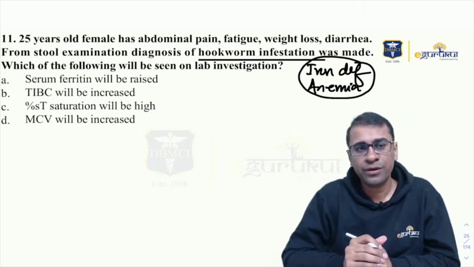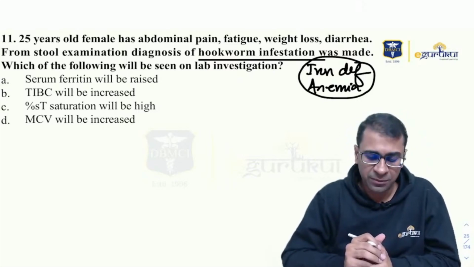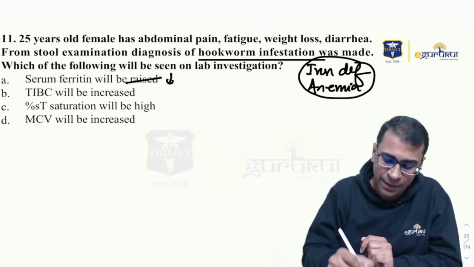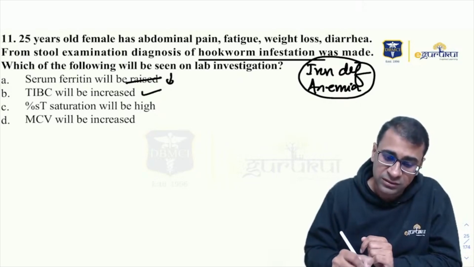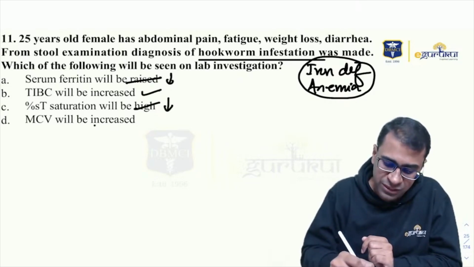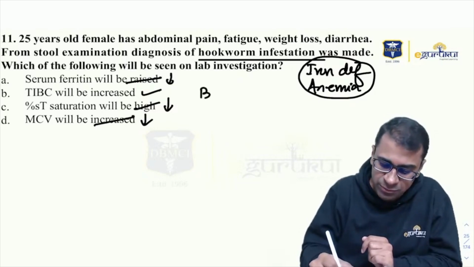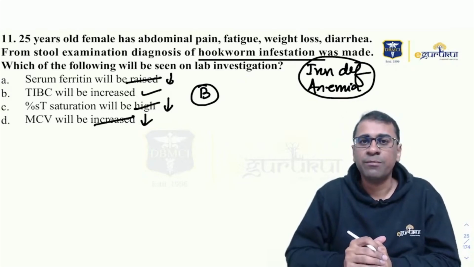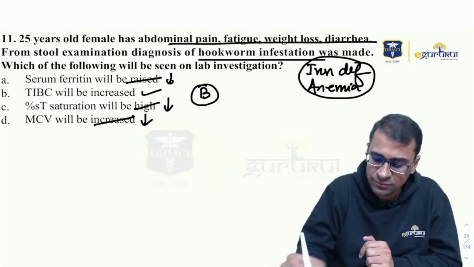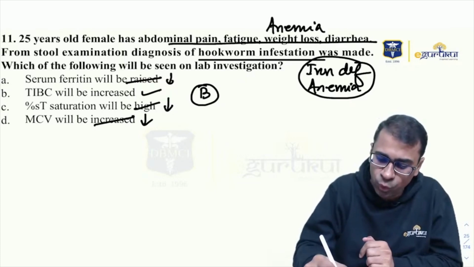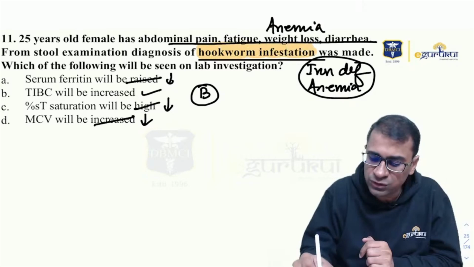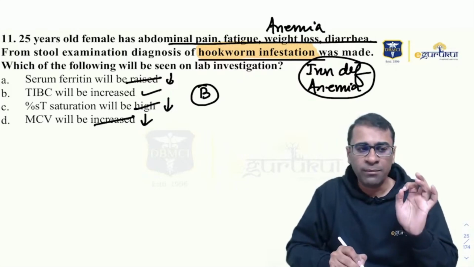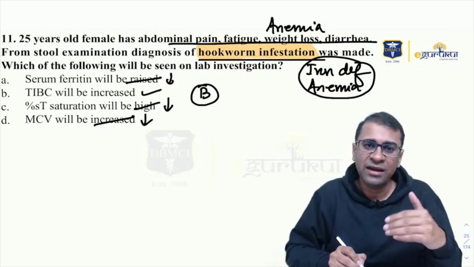In respect to iron deficiency anemia, ferritin is low, TIBC is high, saturation is low, and MCV is low. What is the right answer? It's B. Now, how could I understand it is iron deficiency anemia? Because the patient has anemia in the first line. And look at the second line: hookworm infestation. Remember, hookworm causes what? Chronic blood loss. Chronic blood loss causes iron deficiency anemia.